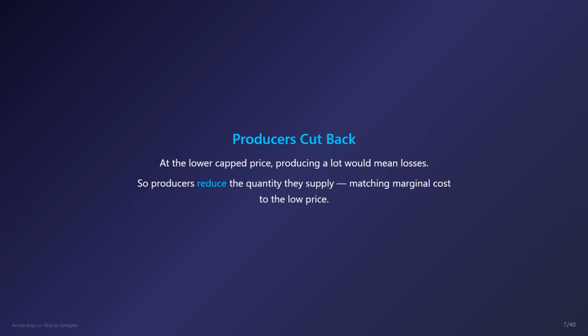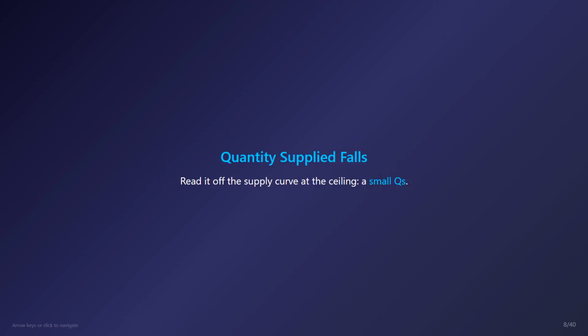Now watch the producers. At the lower, capped price, making a large quantity would mean producing units whose cost exceeds what they're allowed to charge. So producers cut back, supplying only the amount where their marginal cost matches the low price. Read that off the supply curve at the height of the ceiling, and you get a small quantity supplied. Call it QS. The cap has shrunk what producers are willing to make.